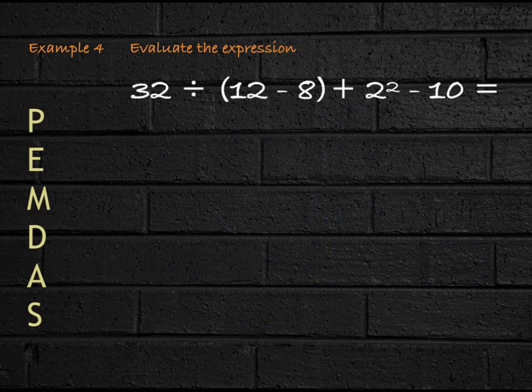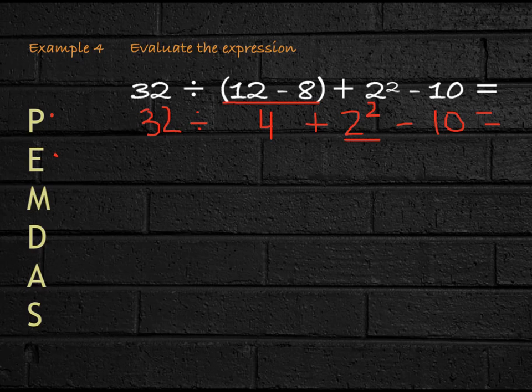Let's move to the next example. Okay, so next to last example. Right here, PEMDAS. Parentheses is first, and yes, we do have parentheses right here. So 12 minus 8 is 4, and then we're going to copy down the rest of the problem.